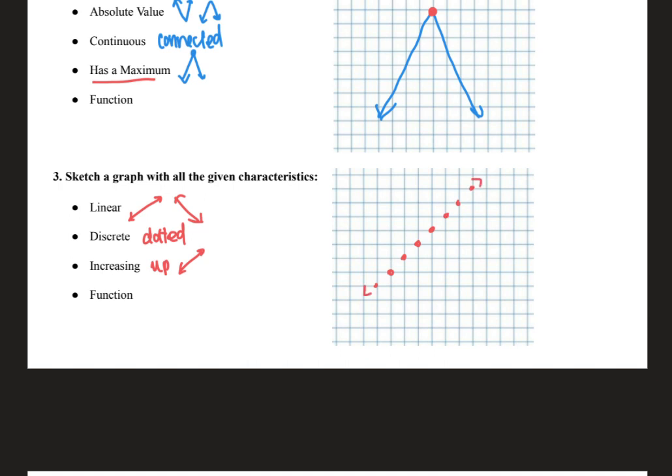Okay, it's a line, so that makes it linear. It's dotted, so that makes it discrete. It's going up, so that makes it increasing. And if we do some vertical lines, we know that it passes the vertical line test.